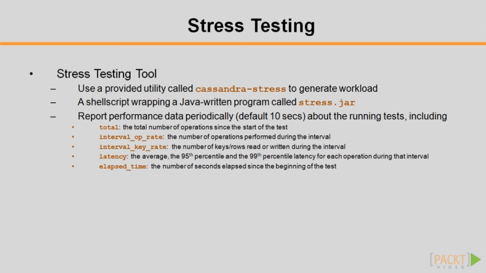During its execution, Cassandra Stress reports performance data periodically about its running tests, including the total number of operations since the start of the test, the number of operations performed during the interval, 10 seconds by default, the number of keys or rows read or written during the interval, the average, the 95th percentile, and the 99th percentile latency for each operation during the interval, and the number of seconds elapsed since the beginning of the test.